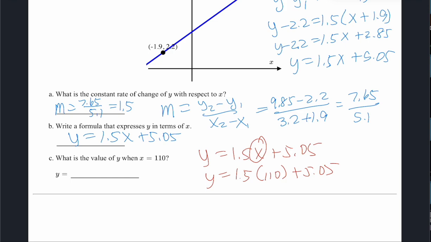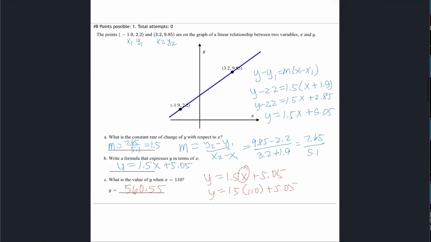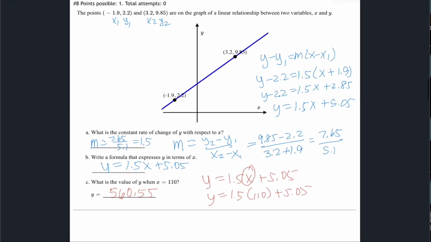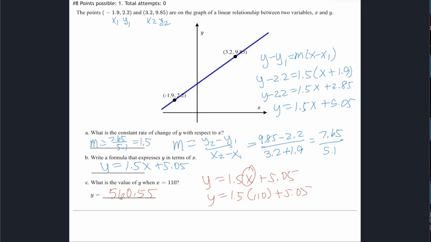We get an answer of 560.55. So that is example number 8. I can leave that there for a sec.